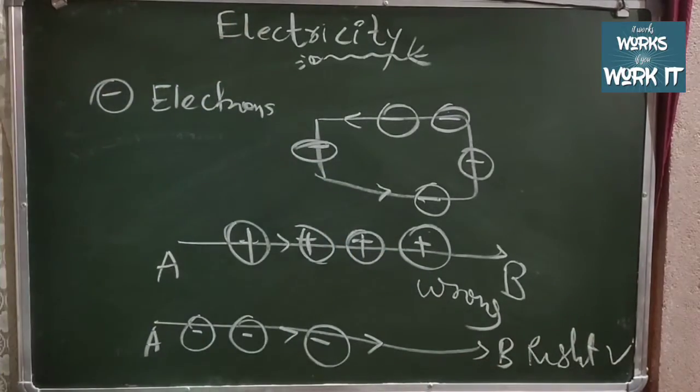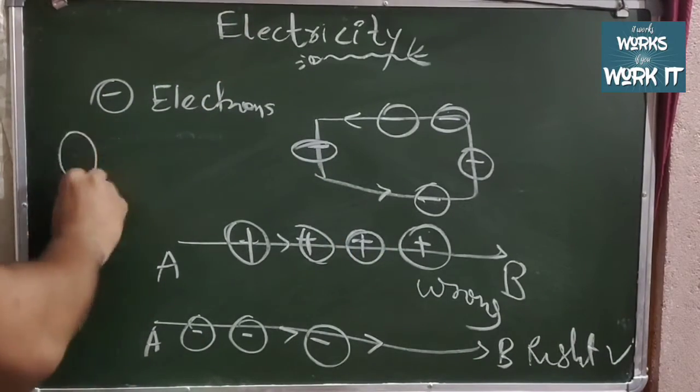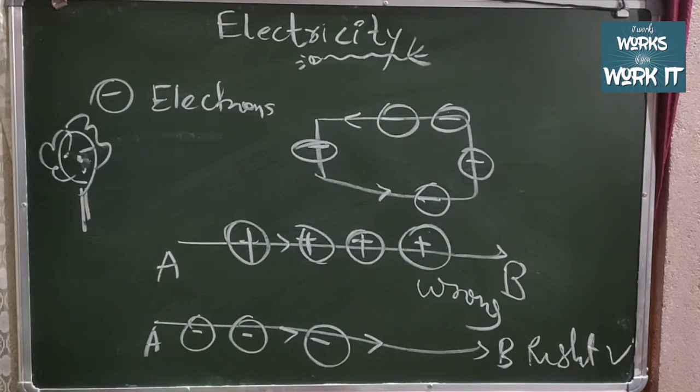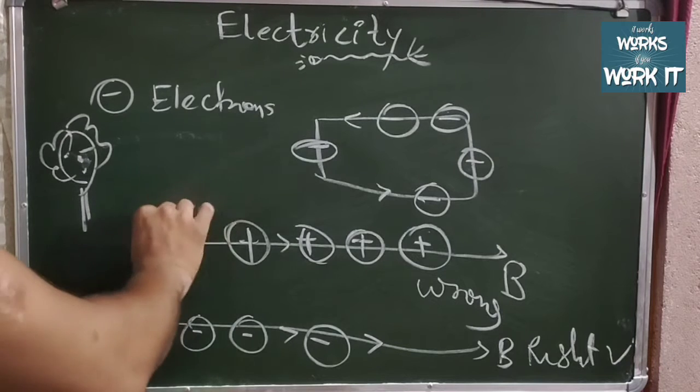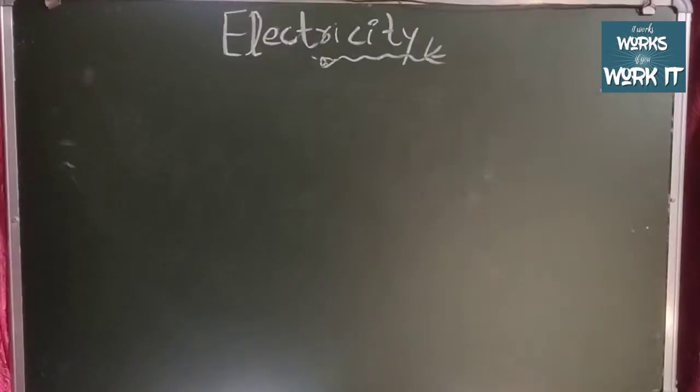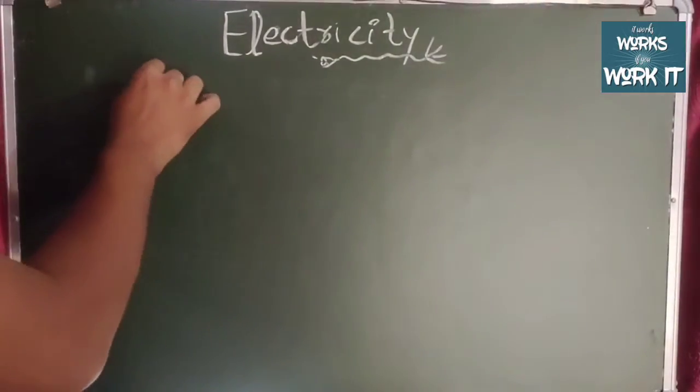But during the discovery of electricity, the scientists assumed that only protons flow from the wire and not the electrons. So positive charges flow from the wire and not the electrons. This concept we will be carrying out in this chapter also.